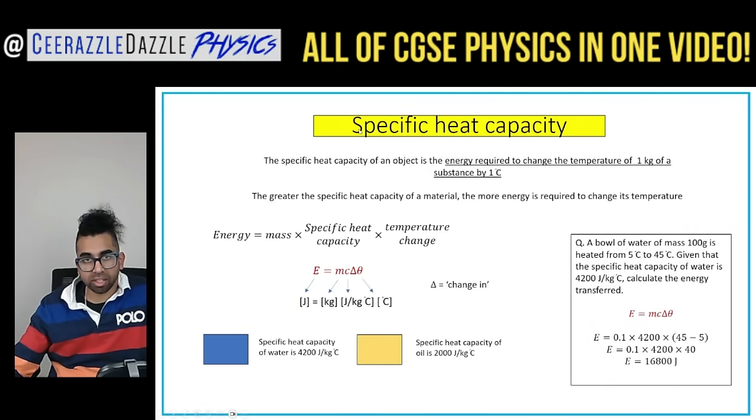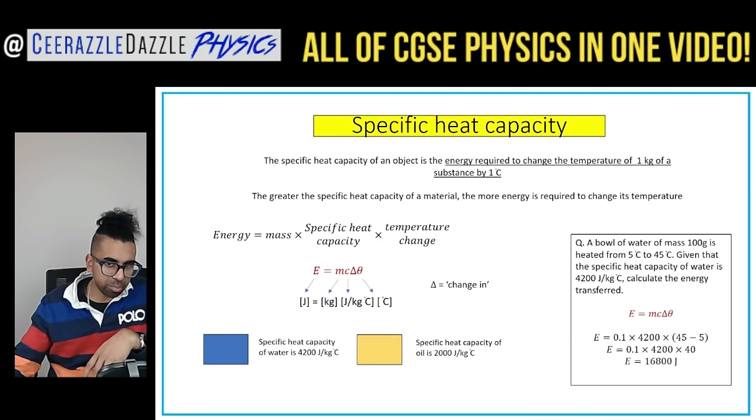All right, so next thing, specific heat capacity. Right, this is a difficult concept. The specific heat capacity of an object is the energy required to change the temperature of 1 kilogram of a substance by 1 degree Celsius. Okay, so it sounds quite complicated, but the basic idea is going to be this. Different objects require different amounts of energy to heat them up, yes?